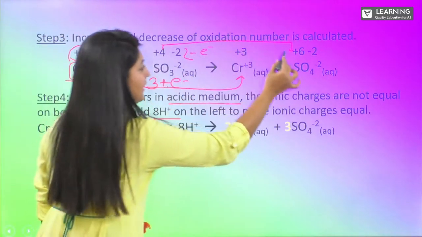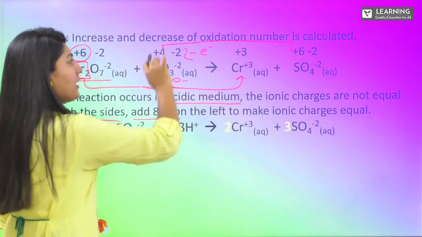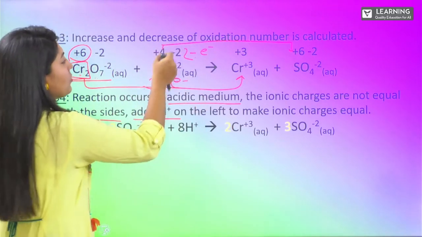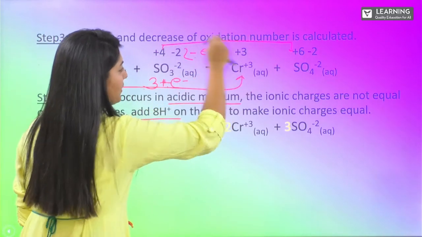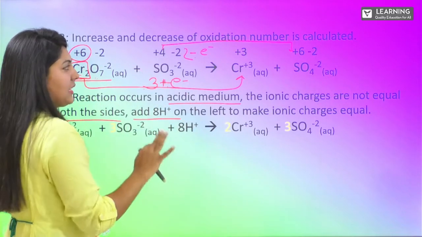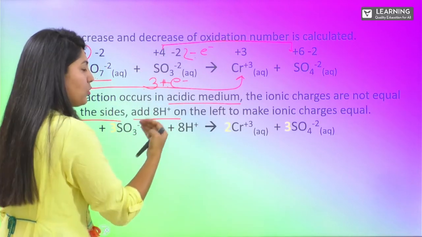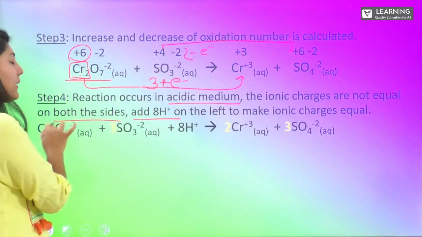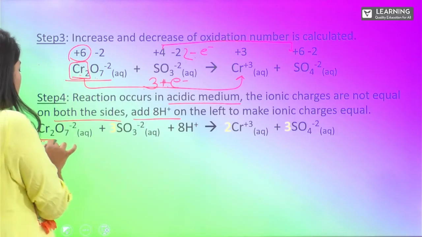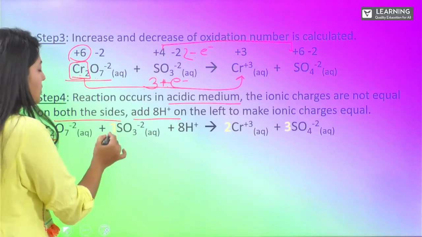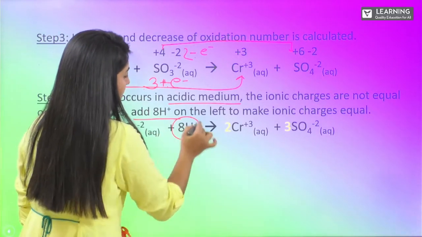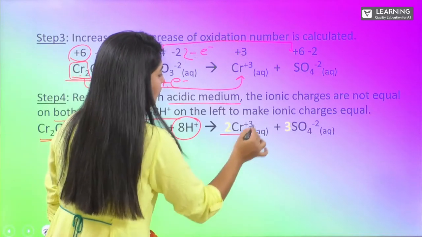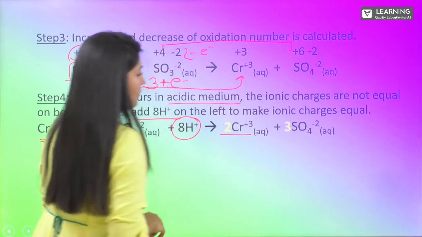The change in oxidation number for sulfur is 2, and for chromium it is 3. So we multiply 2 for chromium and 3 for sulfur. That is what we are doing. We are not multiplying for dichromate because 2 atoms of chromium are already present. So 3SO3 2-, and we have 2Cr3+. That is, we are multiplying 2 for chromium and 3 for sulfate.